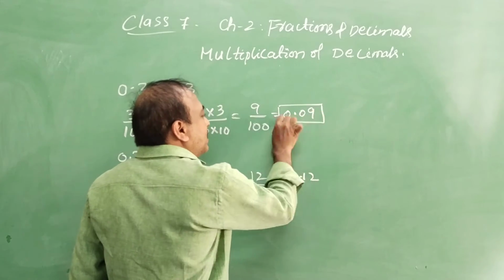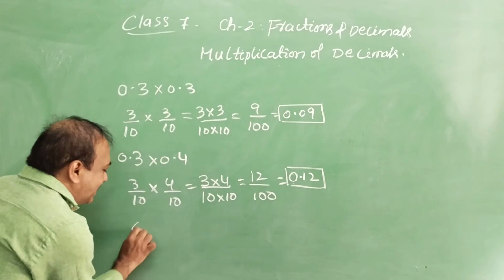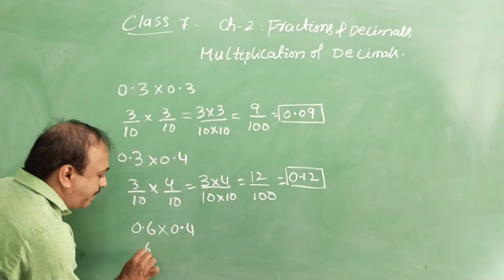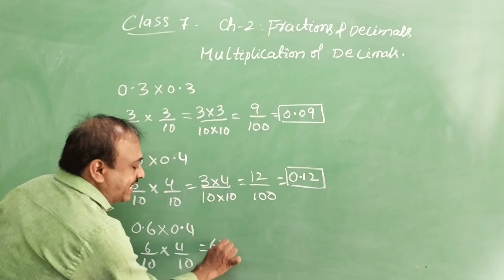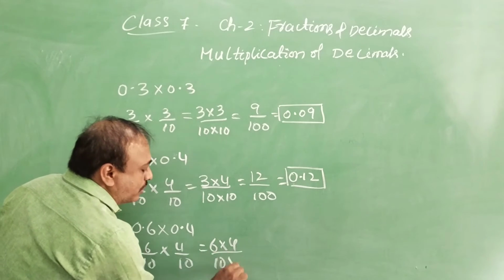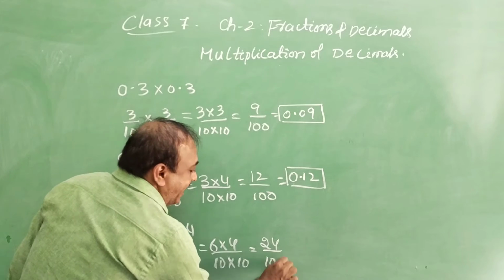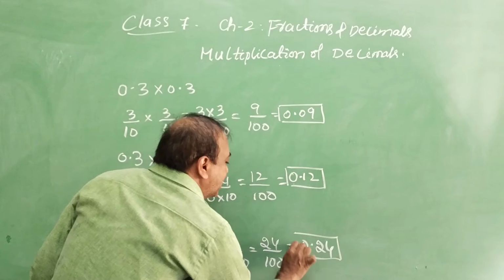0.12. Observe these answers. Now 0.6 into 0.4, if you do, then 6 by 10 into 4 by 10, which will give you 6 into 4 by 10 into 10, which is equal to 24 by 100, which you can write as 0.24.